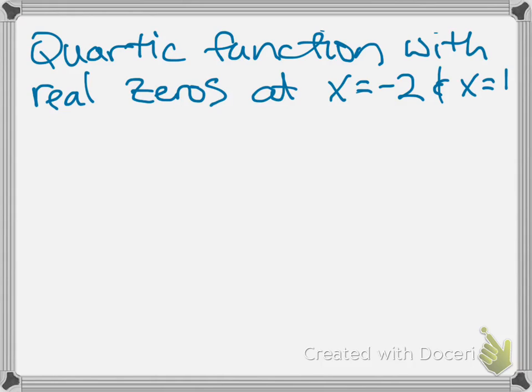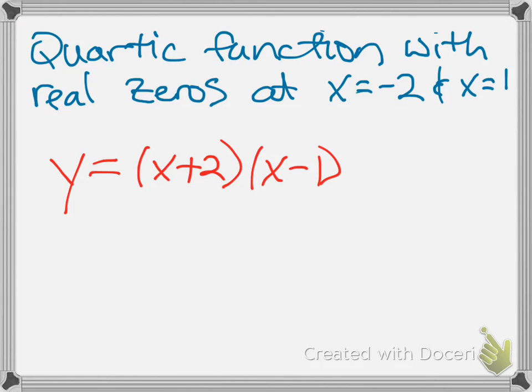There are a few methods that you could use here, but I think the easiest one is to say, alright, well, we want our polynomial to have a real 0 at x equals negative 2, so that means I know the factor x plus 2 must be a factor of my polynomial. We also want another real 0 at x equals 1, so that means we also know that the factor x minus 1 must be a factor of our polynomial.